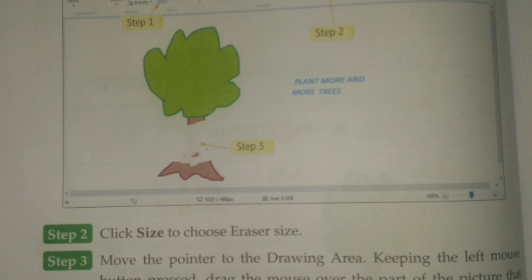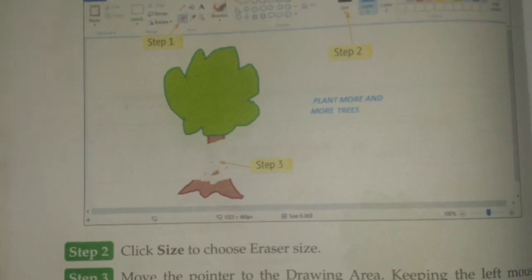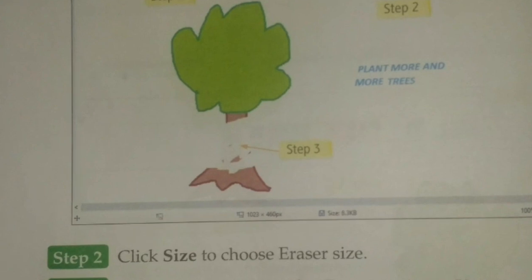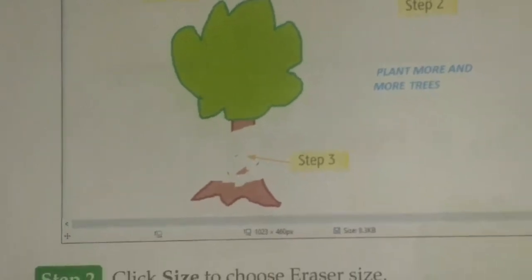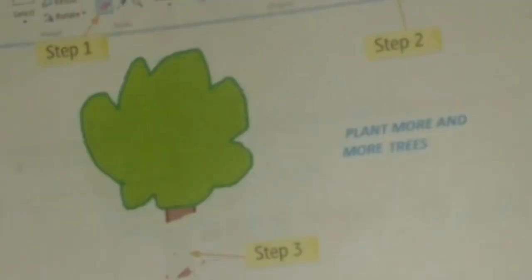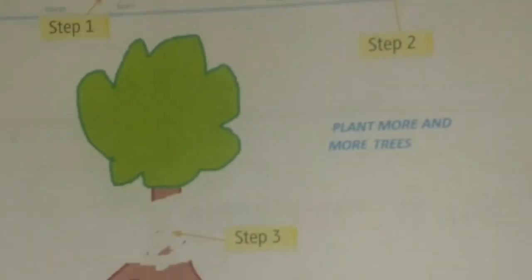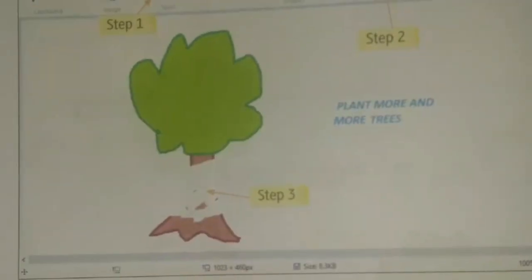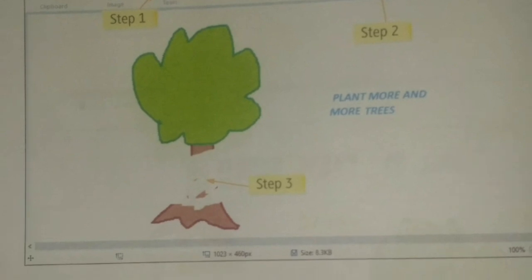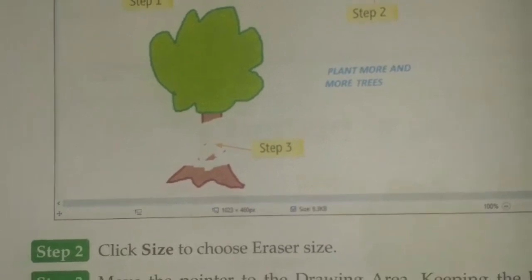So once again, the eraser tool: in the first step, you go and select the eraser tool from the toolbox. Then second, you have to choose the size of the eraser. Then step 3, go to the drawing area, keep your left mouse button pressed and drag the mouse over the part where you want to erase.